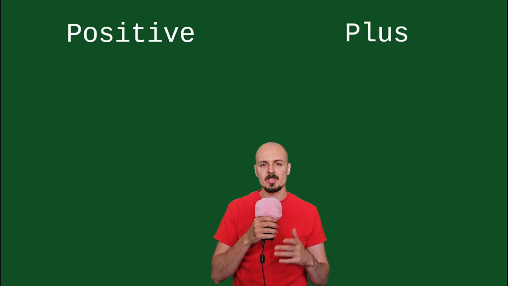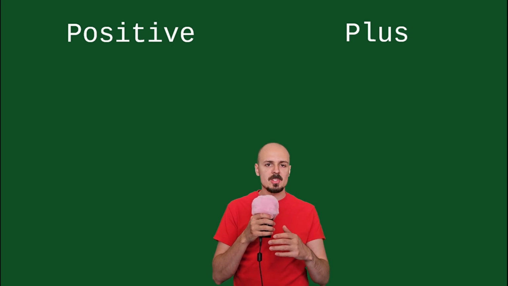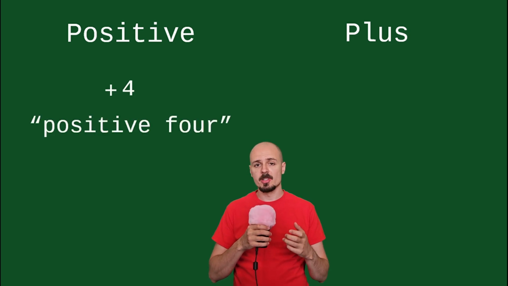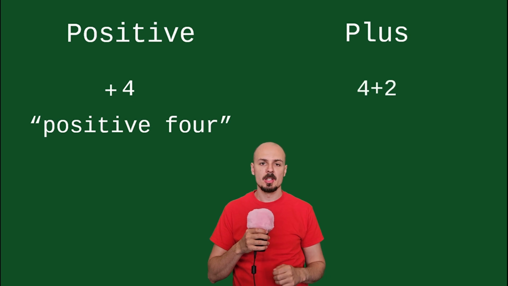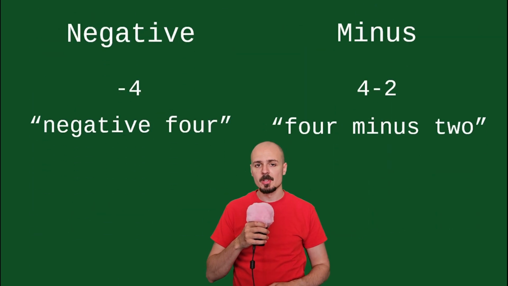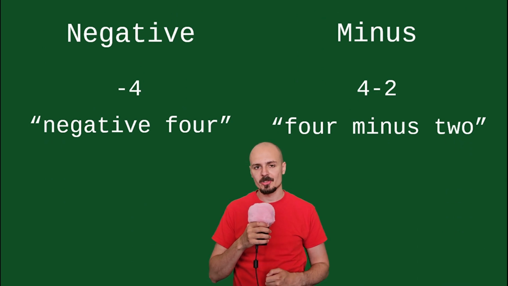Now that you're used to seeing a negative number appear as an answer, let's go over some terminology. You'll often hear me use the words positive and plus interchangeably, but they do differ slightly in definition. Positive is typically used to describe a number, like positive 4, while plus is used to describe the operation of addition between two numbers, like 4 plus 2. The same can be said for negative and minus. Negative will be used to describe the number, while minus is used to describe the operation of subtraction.